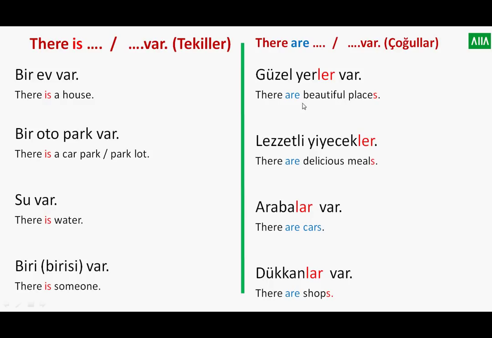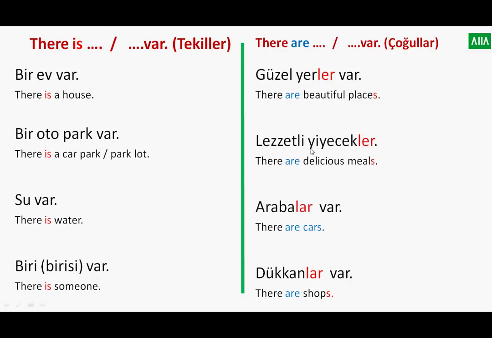Now, let's see the plural forms. As you see here, you should start with "there are" if it's the plural form. For nouns only, we use only -lar, -ler. For plural nouns, that's the only difference we use in Turkish. The other form is the same, actually. Güzel yerler var.